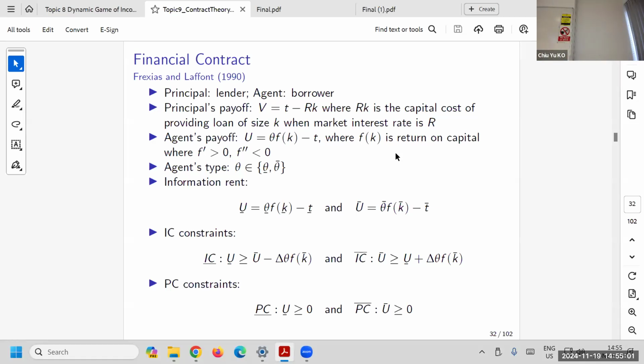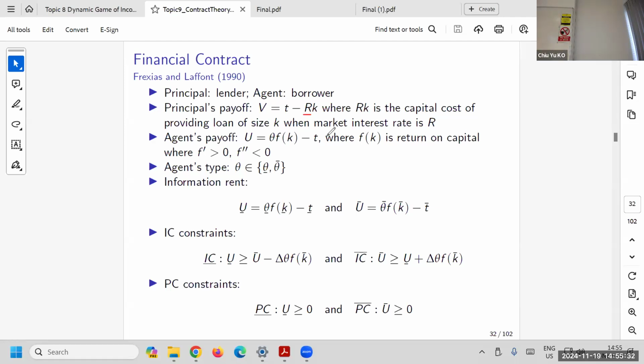It's about financial contract. Those of you who are doing finance or accounting would probably like this one. I'll slow down a little bit because this one is slightly different from what we have, but the idea is the same as the one we had for quantity discrimination. So here is the difference. Where is the pen? Okay, it's here.